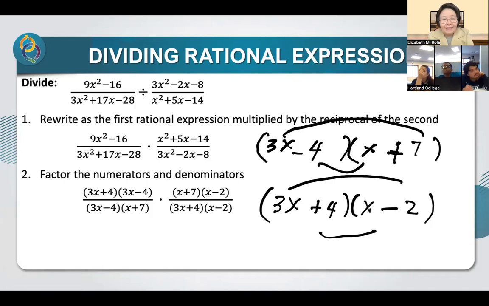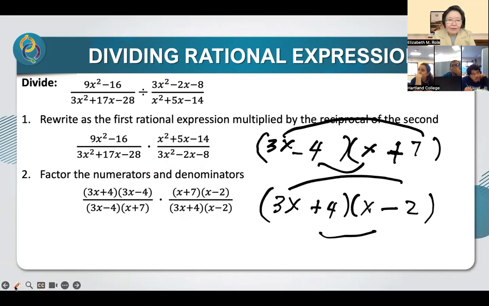Now we say that the factors of 9x squared minus 16 are 3x plus 4 and 3x minus 4. The factors of 3x squared plus 17x minus 28 are 3x minus 4 and x plus 7. And then x squared plus 5x minus 14, which is correct, is x plus 7 and x minus 2. And the factors of 3x squared minus 2x minus 8 are 3x plus 4 and x minus 2.